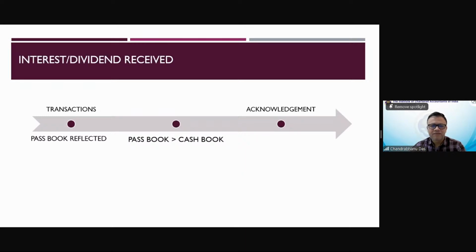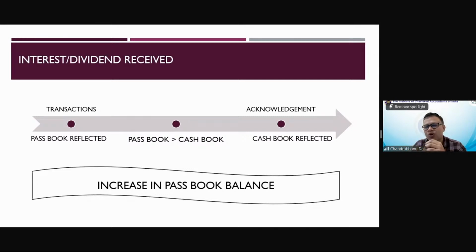I'm just saying interest or dividend received means it is reflected in the passbook. When it is acknowledged, it is reflected in the cash book. Acknowledged is when you get to know, when the bank sends advice, a receipt note, saying this is your interest or dividend you received. Our bank informs you by some communication channel and you get to know, then it is reflected. Till that time, the passbook is always greater than the cash book. So passbook balance always increases in such types of transactions. When you are getting interest or dividend, passbook balance increases.